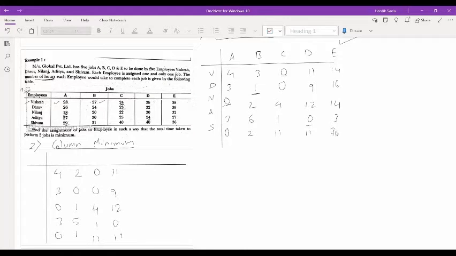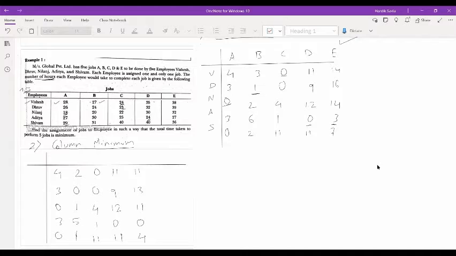In the fifth column, the minimum value is 3, so subtract 3 from all the values of that column. 14 minus 3 is 11, 13, 11, 0 and 4. That is it. So we are done with the column minimum as well, and we've got another matrix over here.